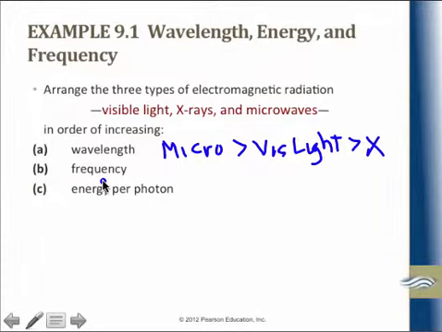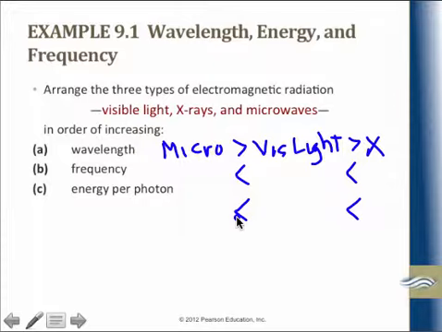Then frequency is inversely related to wavelength. When wavelength goes up, frequency goes down. So we'll just change the signs on these, and that's the correct order. X-rays will have the highest frequencies, microwaves will have the lowest. And then energy per photon. Energy is directly related to frequency. So X-rays will have the high energy, microwaves will have the low energy.